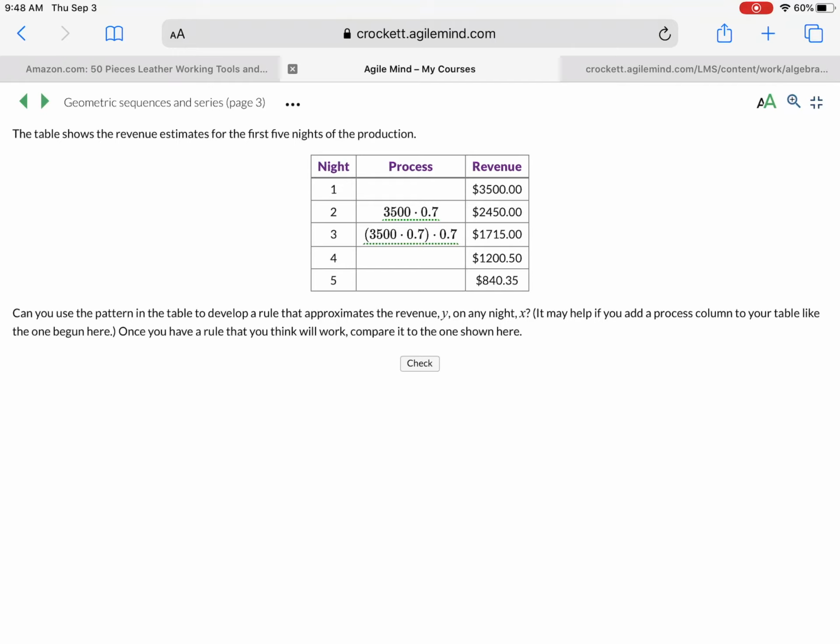All right, still on number 2. It says the table shows the revenue estimates for the first 5 nights of the production. Can you use the pattern in the table to develop a rule that approximates the revenue, which is our Y, on any night, which is our X? It may help if you add a process column to your table like the one begun here. Once you have a rule that you think will work, compare it to the one shown here, okay?